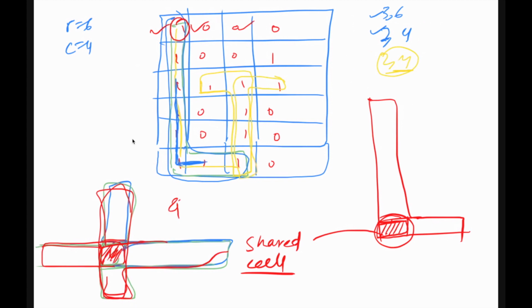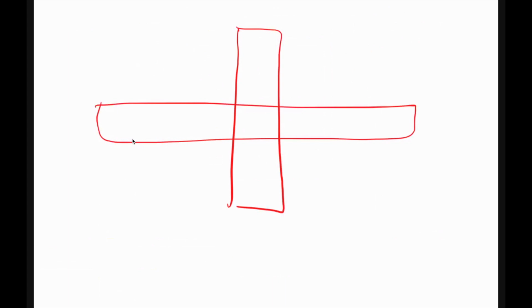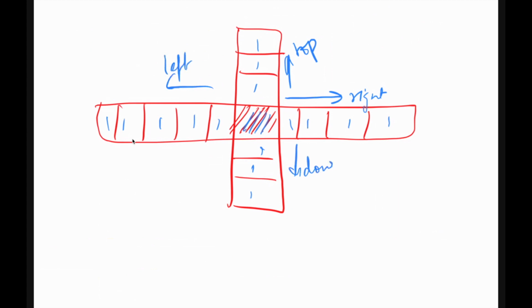So let's talk more deeply about this. Let's suppose there is an arrangement of cells in this way, and this is the shared cell, and all the cells alongside this shared cell contain 1. Okay, so from this shared cell we can go in the right direction to form a segment, or we can go in the top direction, or we can go down, or we can go left.